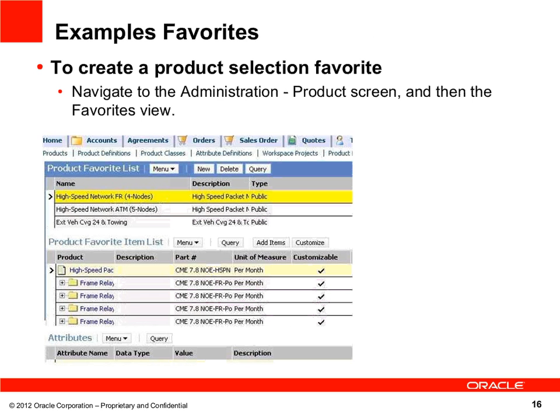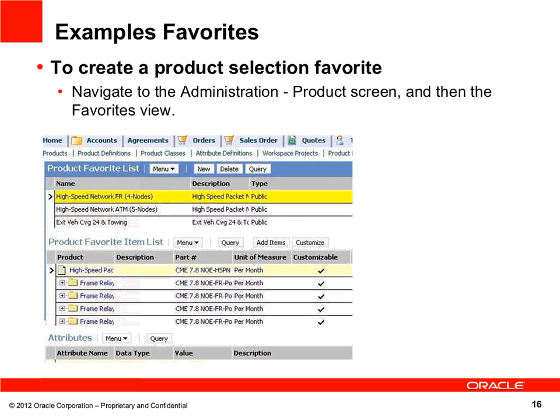That's an example. Here you can see a screenshot from the 8.1.15 environment, where you can see how favorites can be created. You have to navigate to the administration product screen and then to the favorites view. On top you will see a table with all the favorites, the header. And below, under each favorite, you can see the pre-configured line items. The customer can simply then move them into the quote or order in the application itself.